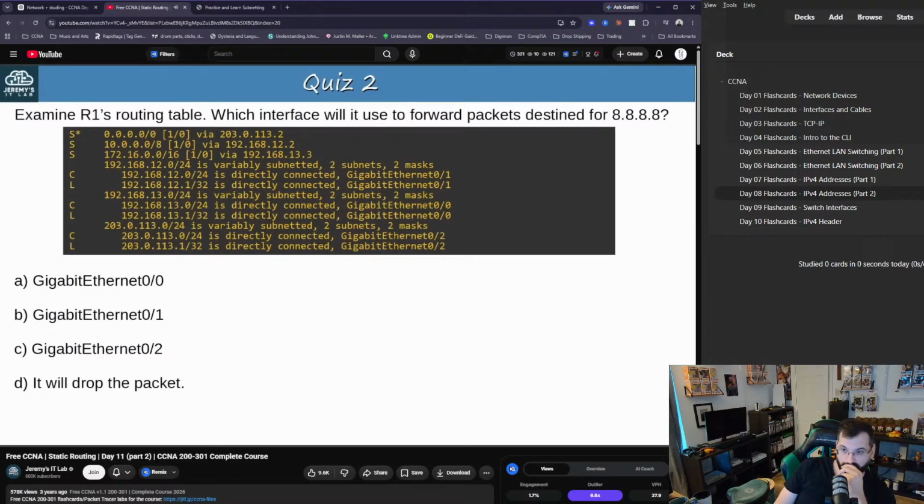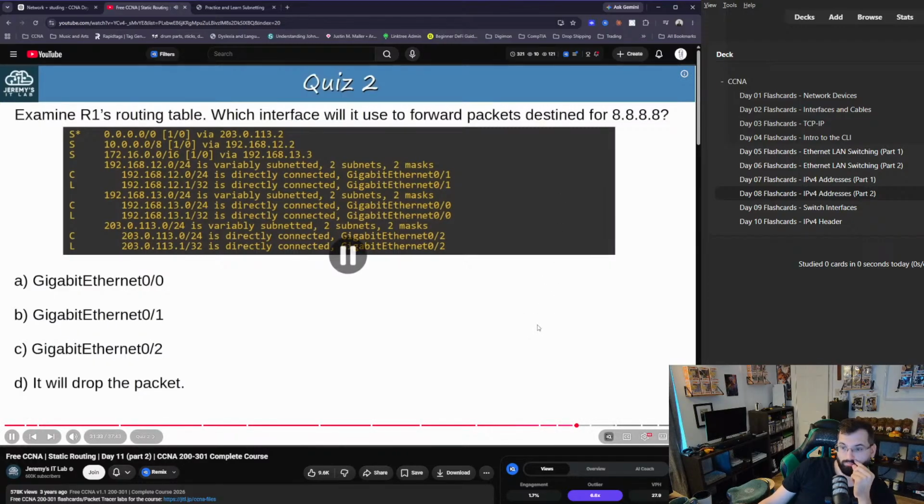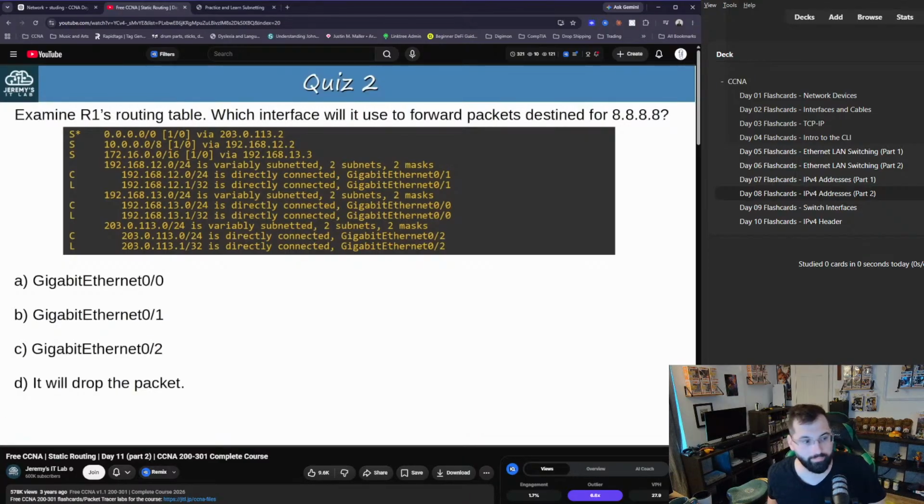Examine R1's routing table. Which interface will it use to forward packets destined for 8.8.8.8? That is Google, by the way. Let's see here. Which interface will it use to forward packets to a destination of 8.8.8.8?